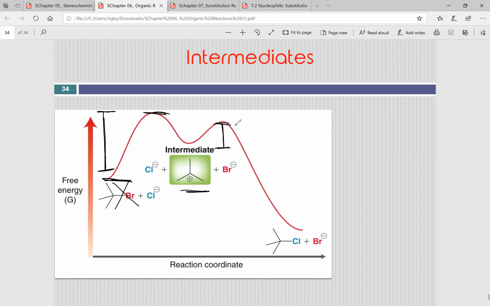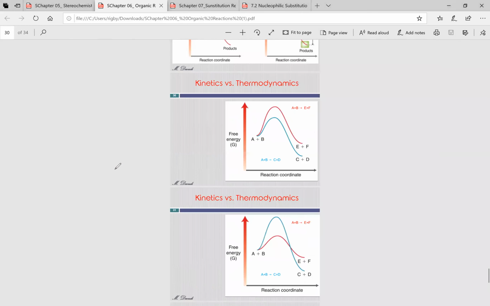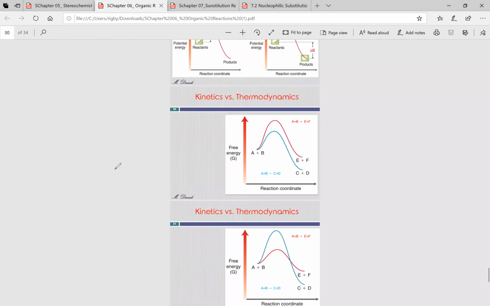So you can see that this second reaction is much faster than this first one because the activation energy is much lower. So if I were to ask which is the slow step and which is the fast step here, I would say this first step is the slow step because the activation energy is so much higher than the second step. All right? Okay.